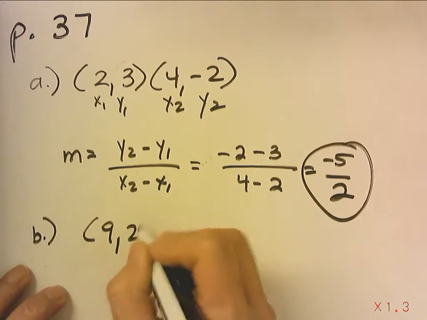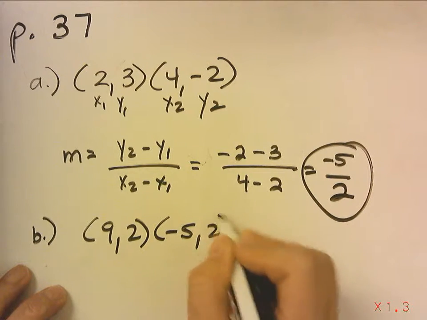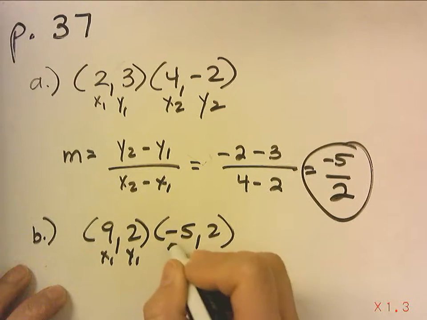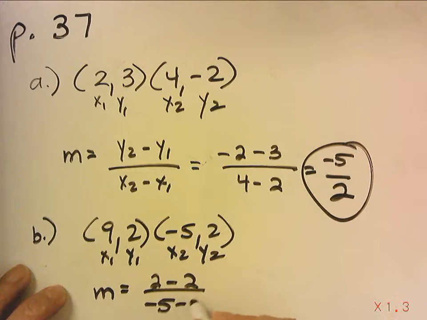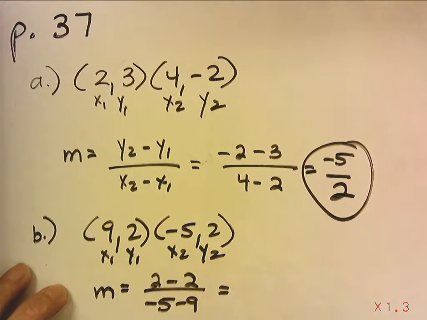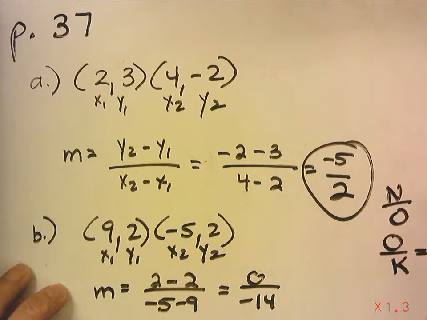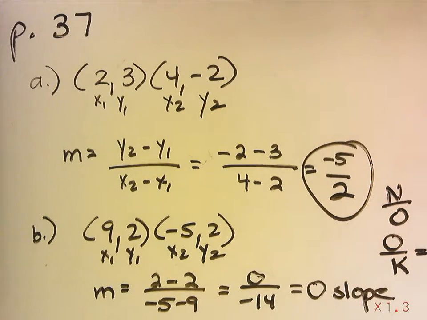We have 9 comma 2, negative 5 comma 2. Label these x sub 1, y sub 1, x sub 2, y sub 2. M equals 2 minus 2 over negative 5 minus 9. And that equals 0 over negative 14. We know it's okay to have 0 on the top, but no 0 on the bottom. So if 0's on the top, it's a 0 slope. If it's 0 underneath, it's undefined.